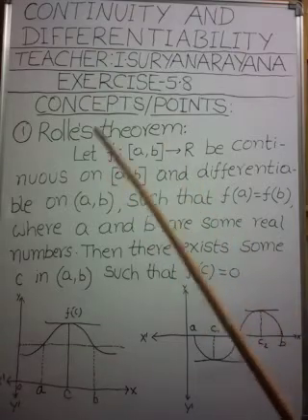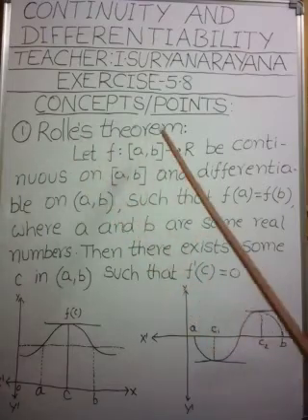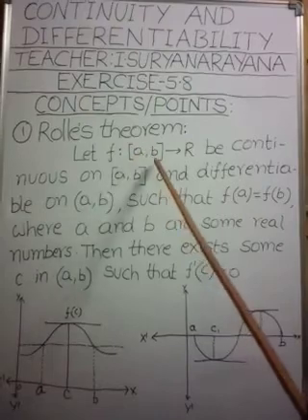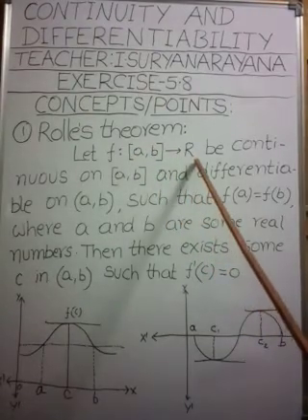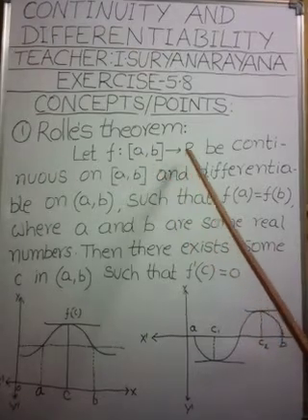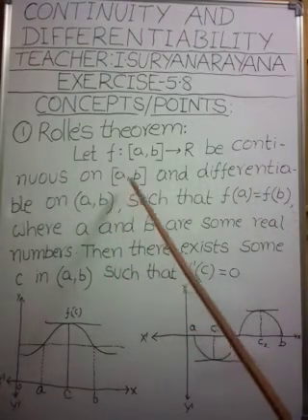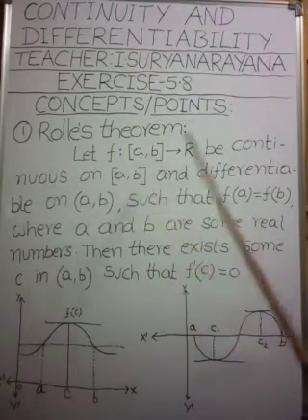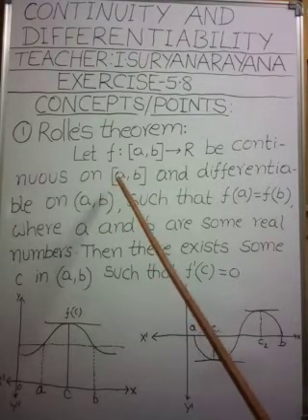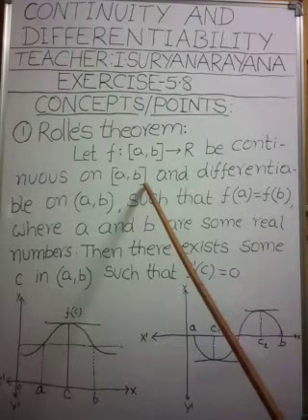Now come to the first point my dear children. Rolle's theorem. Let f be a function from the closed interval [a, b] to the set of real numbers, and be continuous on the closed interval [a, b]. Remember this point my dear children. This is the first condition.